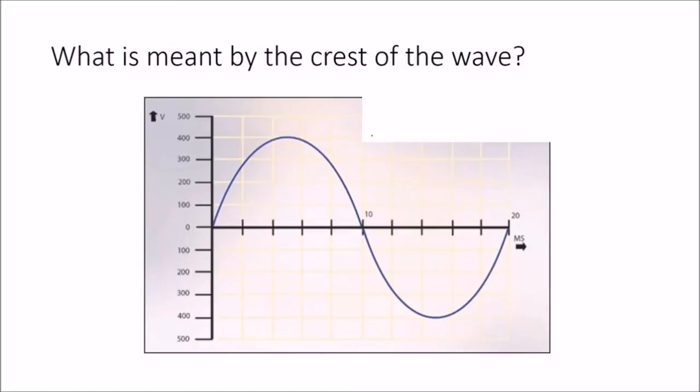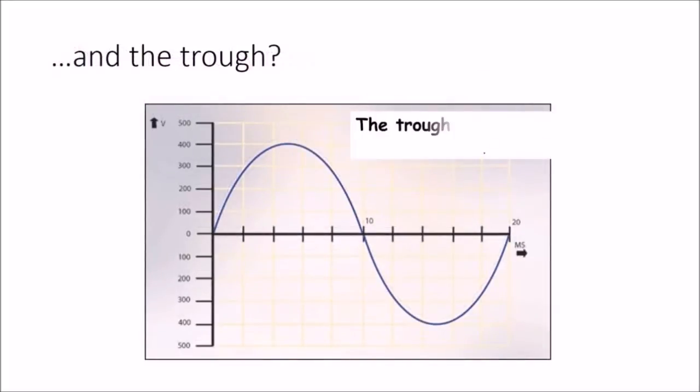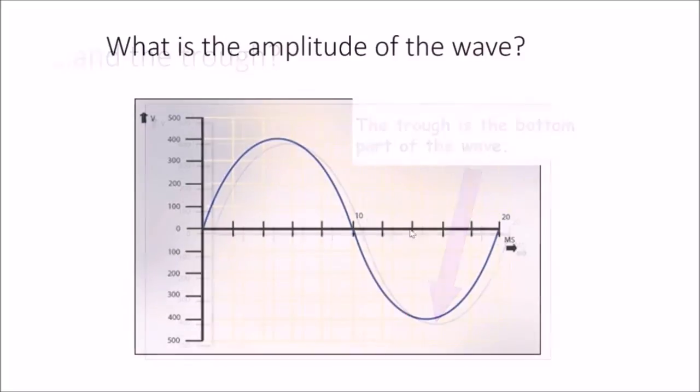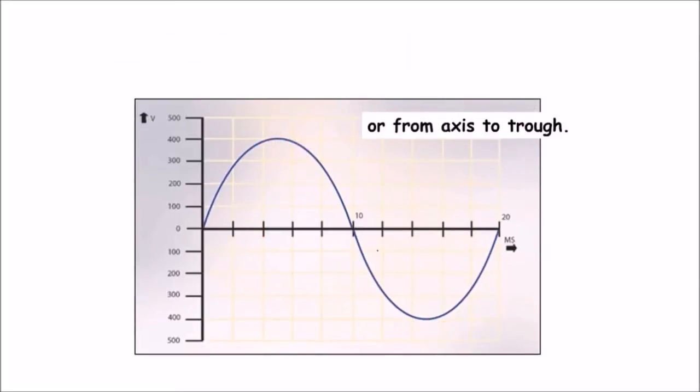Then what is meant by the crest of the wave? The crest is the top part of the wave. This is the crest. Then what is the trough? The trough is the bottom part of the wave. Then what is the amplitude? You have seen the axis, crest, and trough. This is the axis. This is the crest. This is the trough. The amplitude is the distance from the axis to the crest or trough. This is your amplitude, or from the axis to the trough, both are the amplitude.